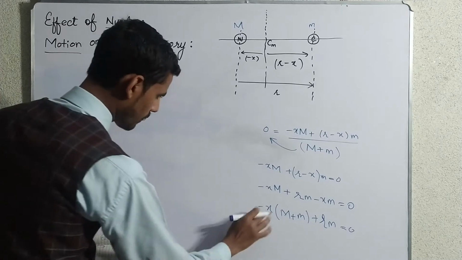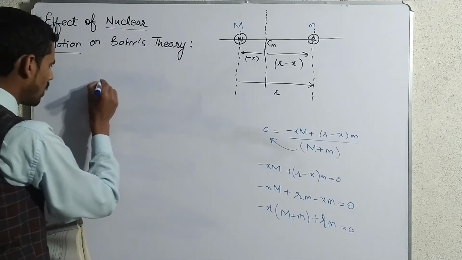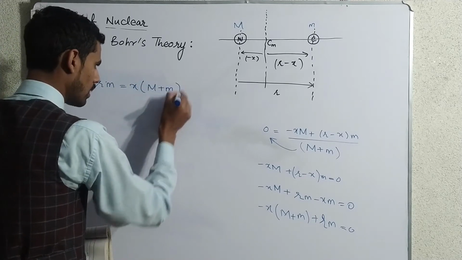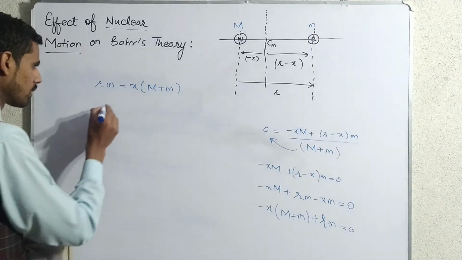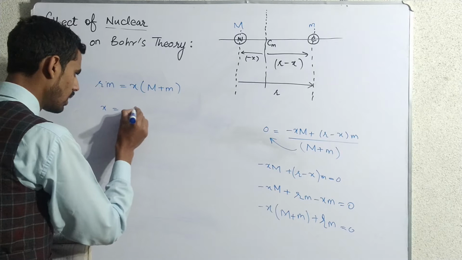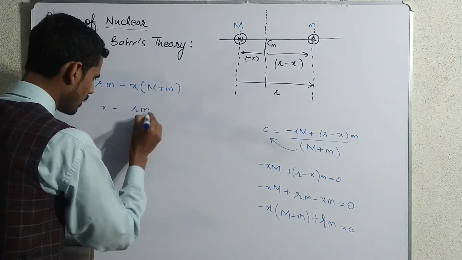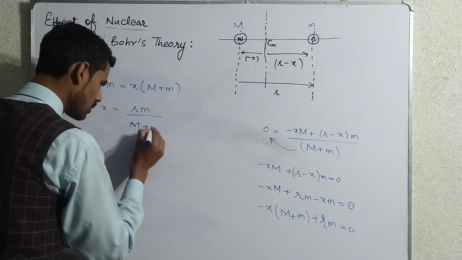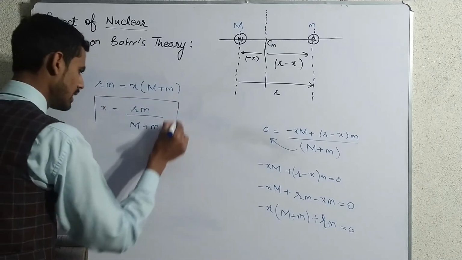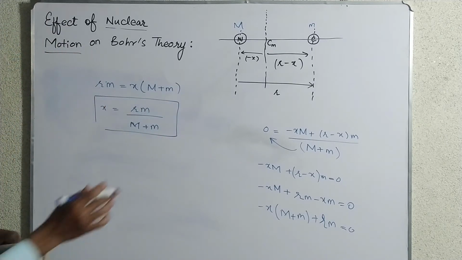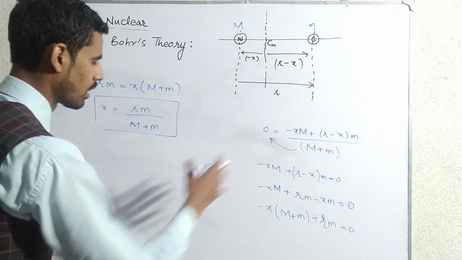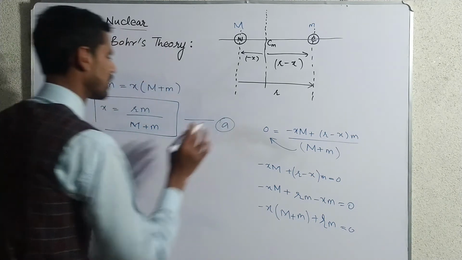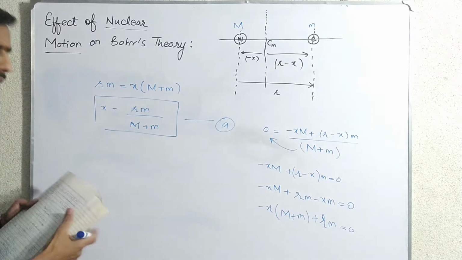Okay, so now R m will be equal to x into (M plus m). So from this, x will be equal to R, this one is the small m, divided by capital M plus small m. This is the one value we have found out, which we are going to use in our equation. And further, when we calculate, we are going to use this equation. I am writing this as equation number 8.